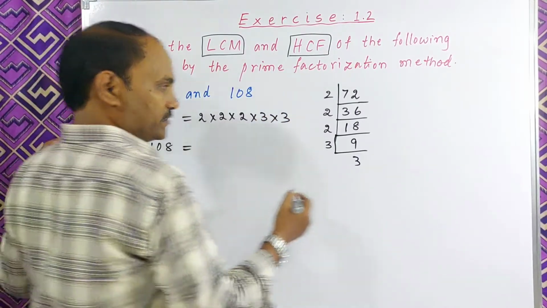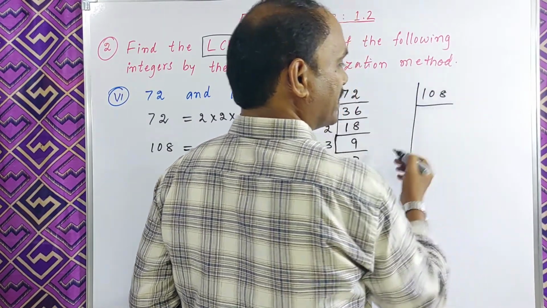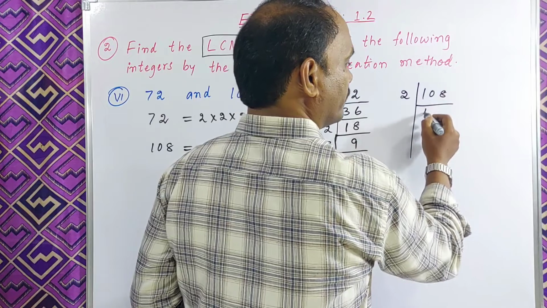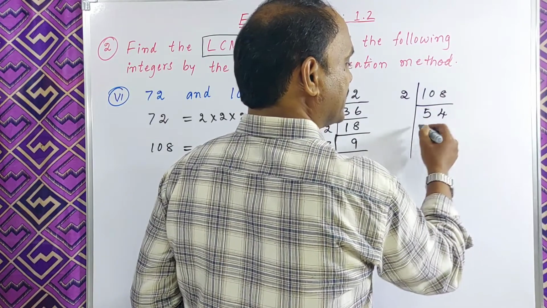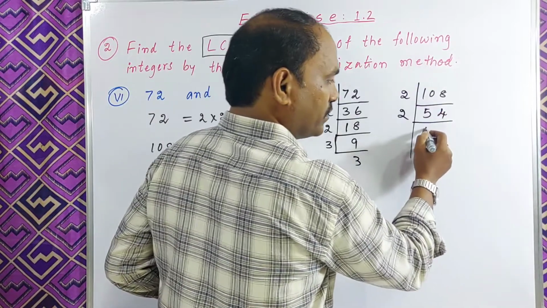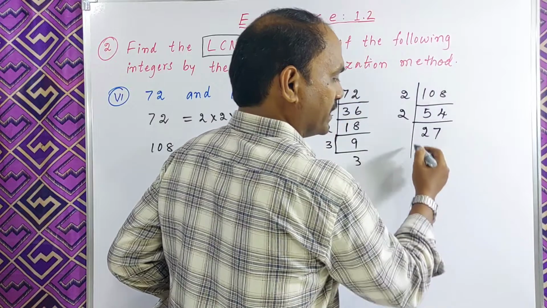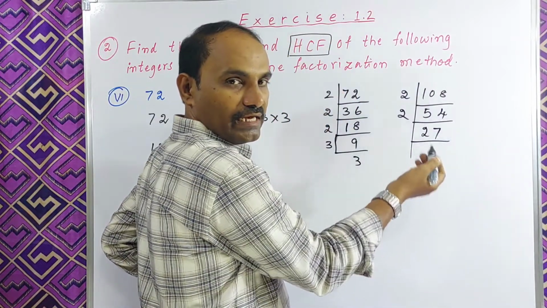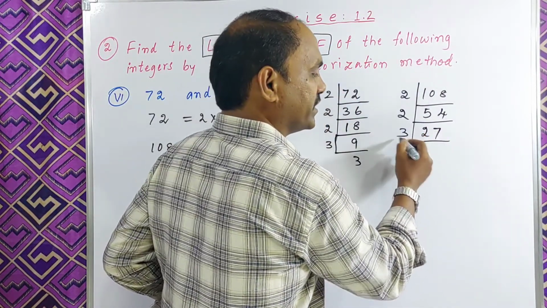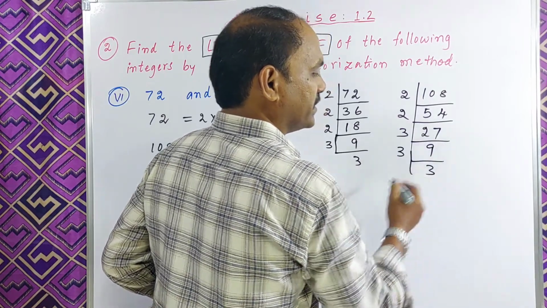Now 108. This one is also an even number, so divide by 2. 2 fives are 10, 2 fours are 8. Again an even number, so 2 twos are 4. 1 is there, 14. 2 sevens are 14. Now 27. Already we know 27 is divisible by 3 only. 3 nines are 27. Next 3 threes are 9.